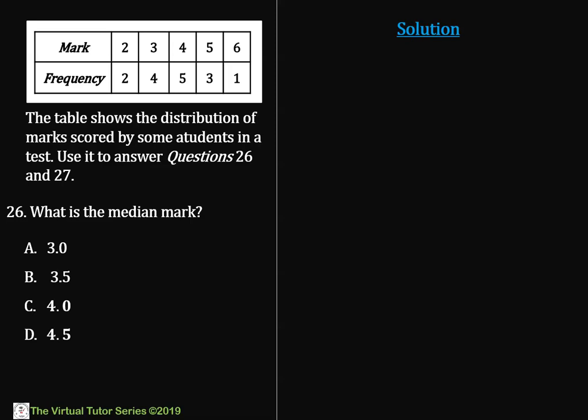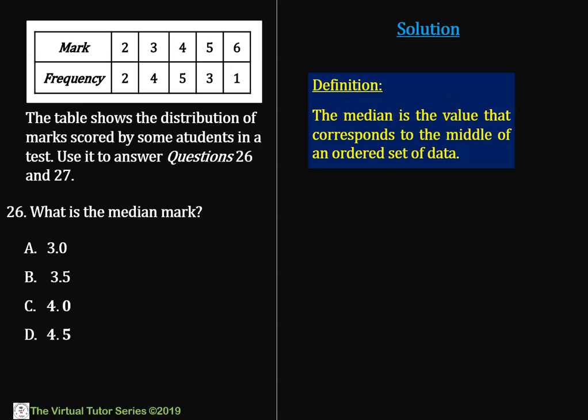Solution. By definition, the median is the value that corresponds to the middle of an ordered set of data. Of all the marks 2, 3, 4, 5, and 6, 4 is the middle value. Therefore, the median mark is 4. Hence, the correct answer is option C.